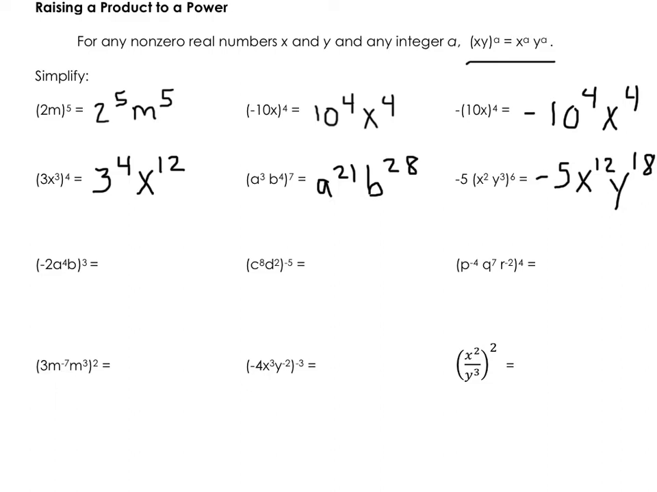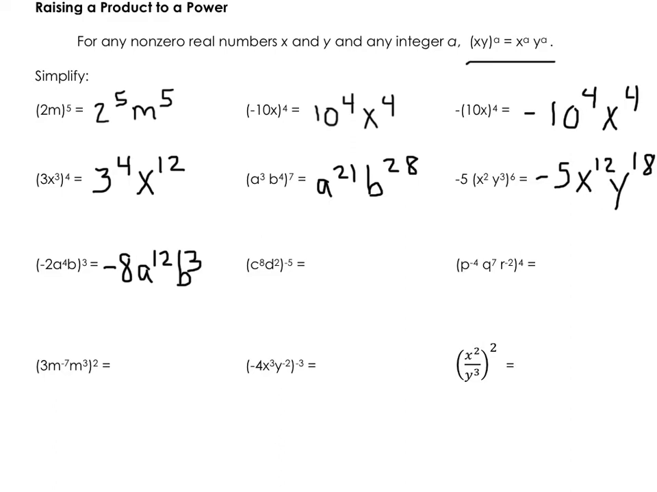-2, we need to raise that to the 3rd power. What happens when you raise a negative number to an odd power? The answer is negative, and 2 to the 3rd is 8. A to the 12th, and b to the 3rd.